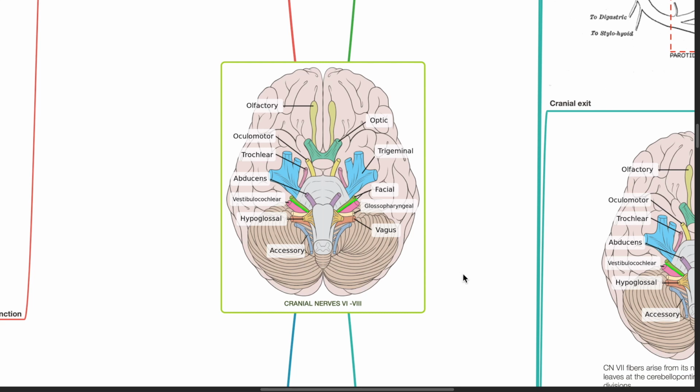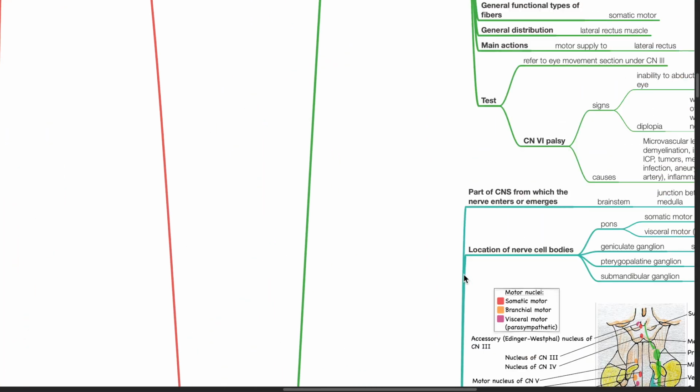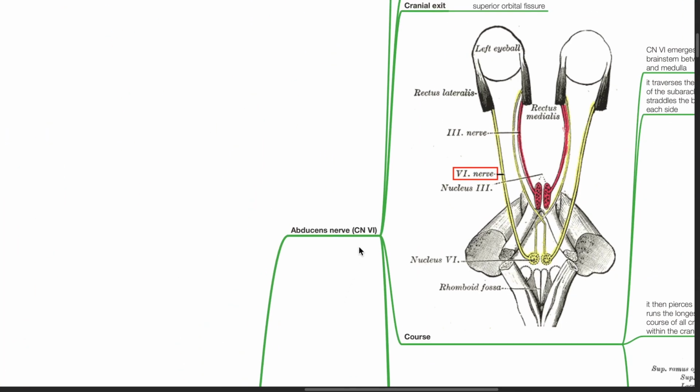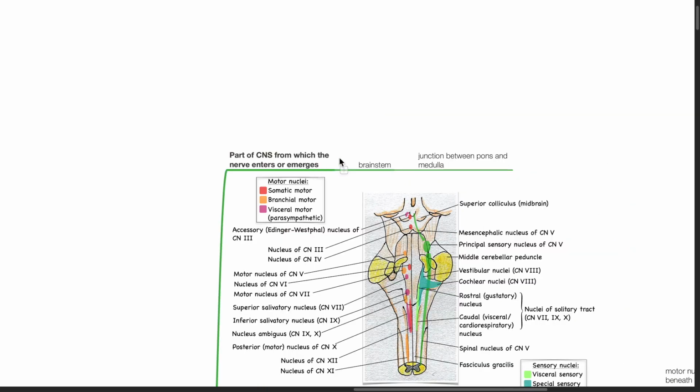Today we'll be discussing cranial nerves 6, 7 and 8. Cranial nerve 6, the abducens nerve. Cranial nerve 6 emerges from the brainstem between the pons and the medulla.